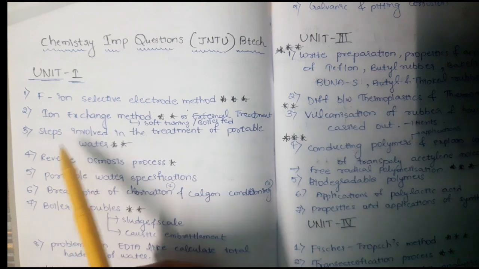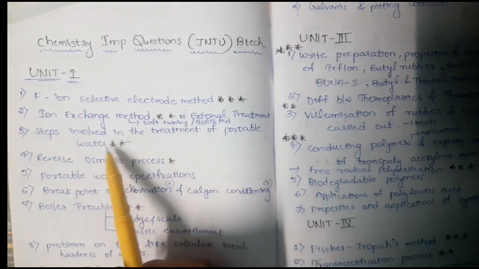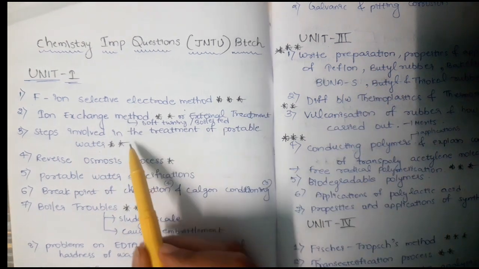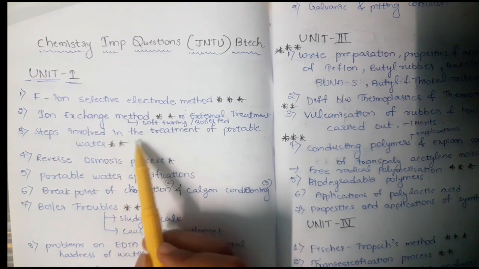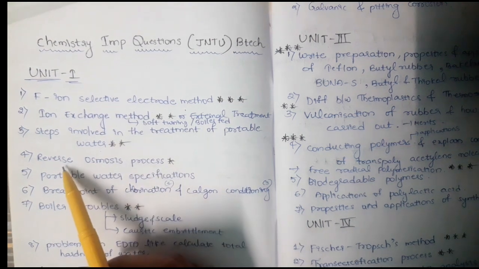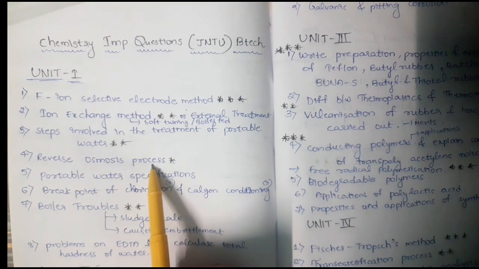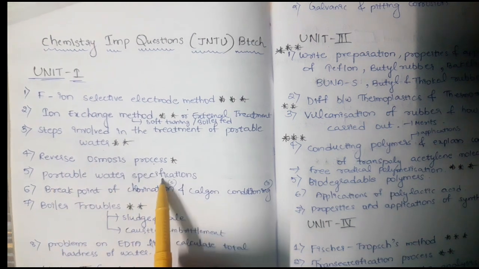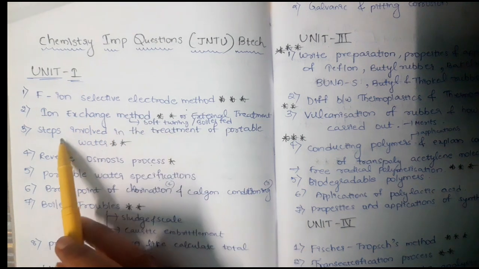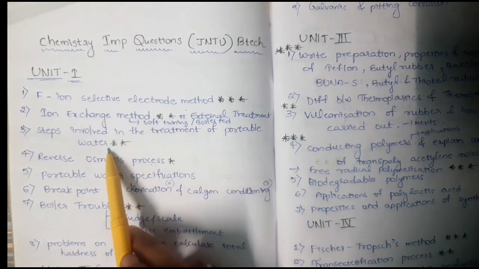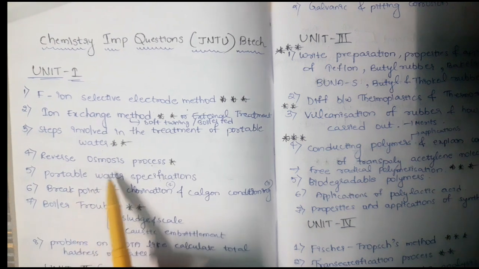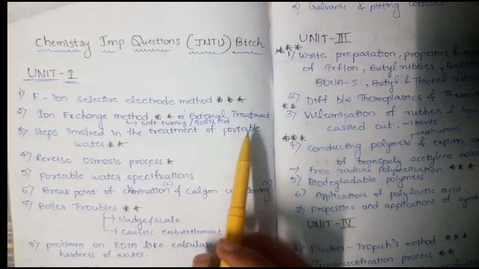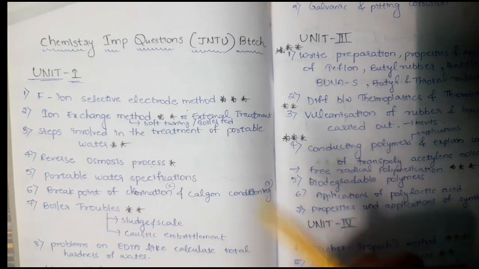Next we have steps involved in the treatment of potable water. This will be quite easy, as it is a step by step process, you will easily understand, so just prepare it. This is also a repeated question. Next, reverse osmosis process. Next we have potable water specifications. See, here we have treatment of potable water, and here we have potable water specifications. Identify the difference. When they give the question, you should read it thoroughly.